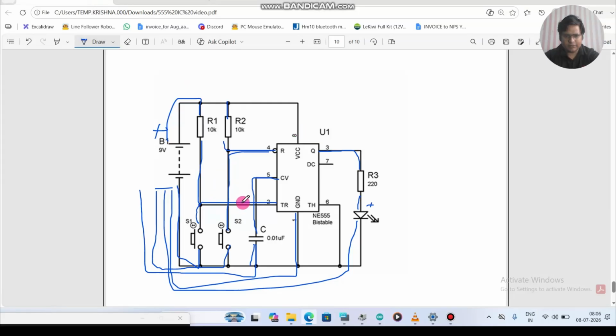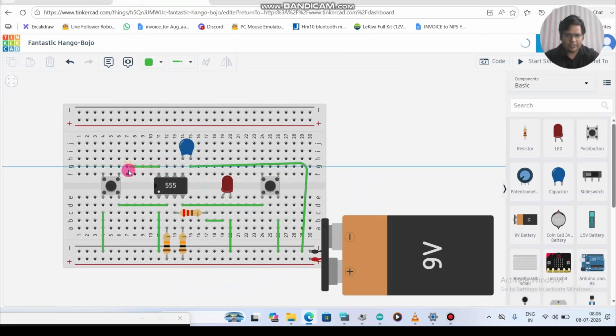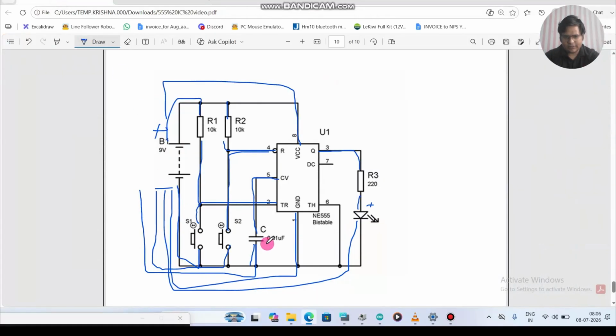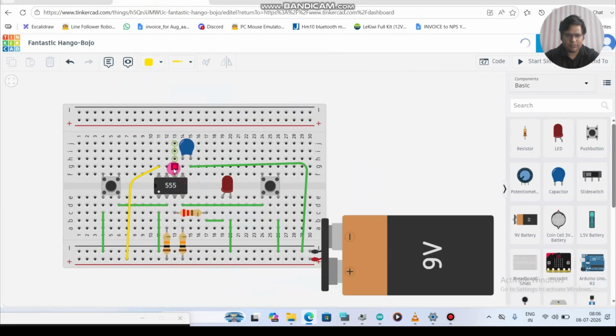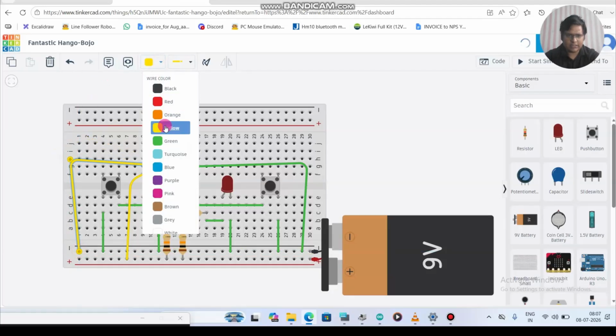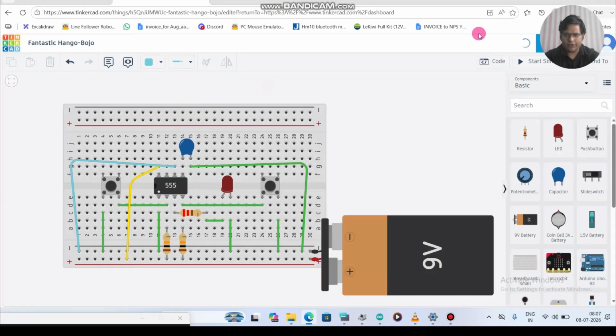Next, pin number 7 is left out. Pin number 8 is connected to positive. So let's do that. 8 is here. 8 is connected to positive of the breadboard. Yeah. Let's change the color. Now anything else? All the connections are done. 6, threshold, is connected to minus of the battery. Pin number 6 is connected to minus of the battery. So I'll connect that. I'll change the color again. Now we have done. So let's do it.